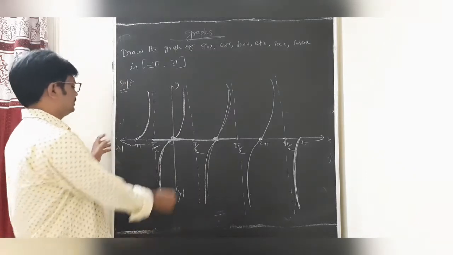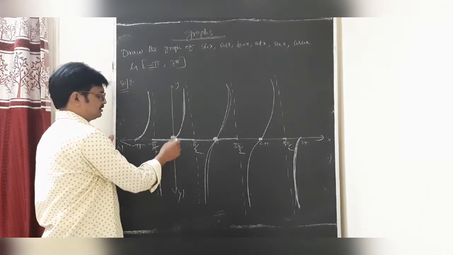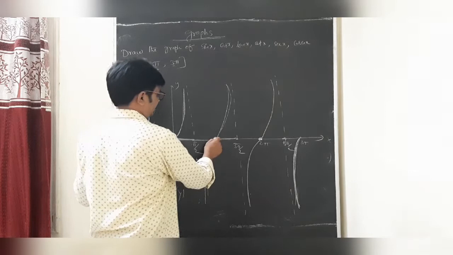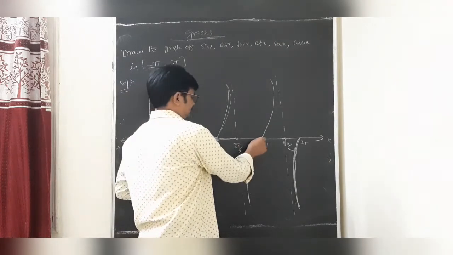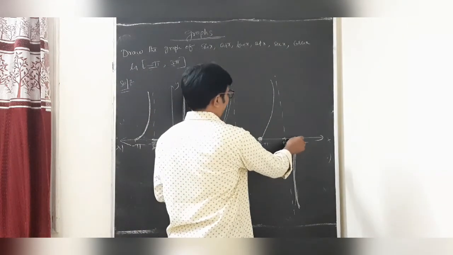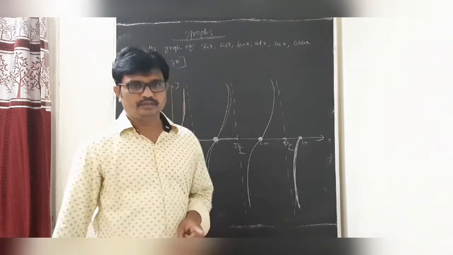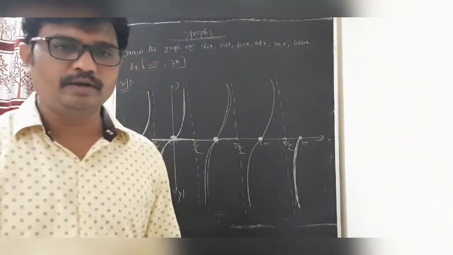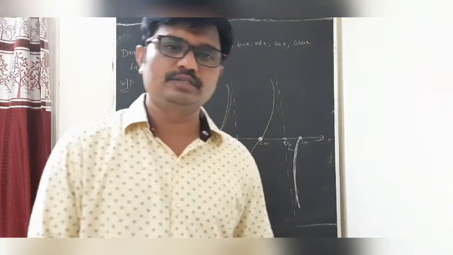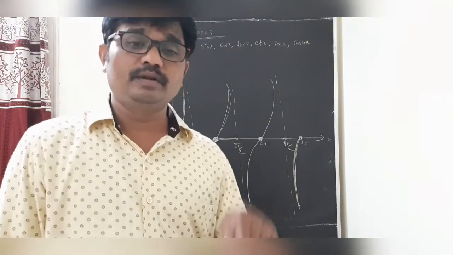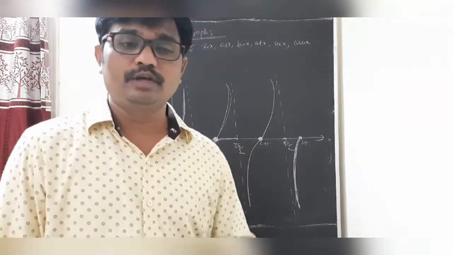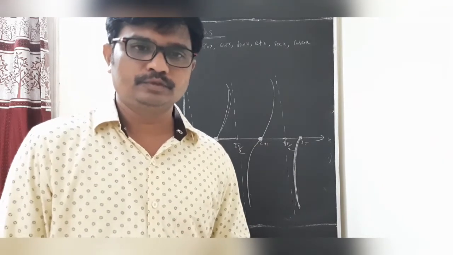So what we observe, students? Tan 0 is 0, same as tan 180 is 0. Sin also. Tan 2 pi is 0, tan 3 pi is 0. Dear students, tan n pi is 0 when n belongs to Z. Tan n pi value is 0 where n belongs to Z. Similarly, sin n pi is 0 where n belongs to Z.